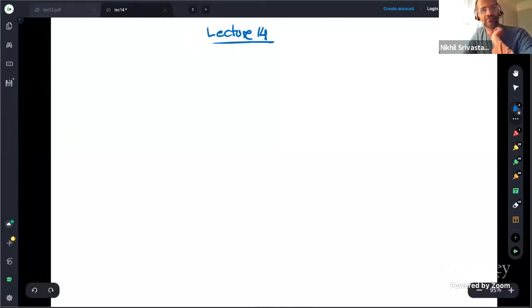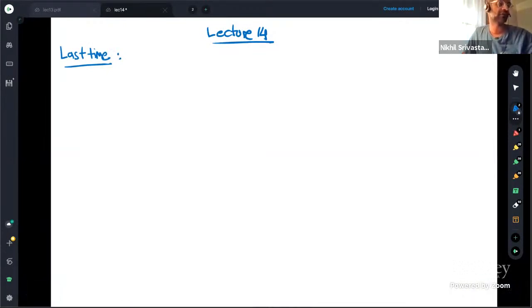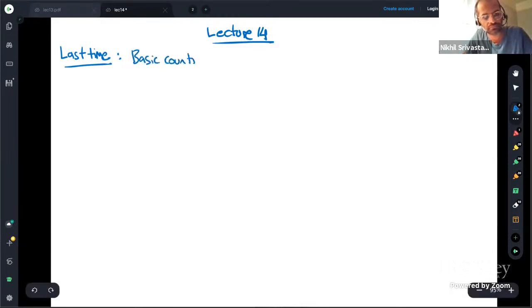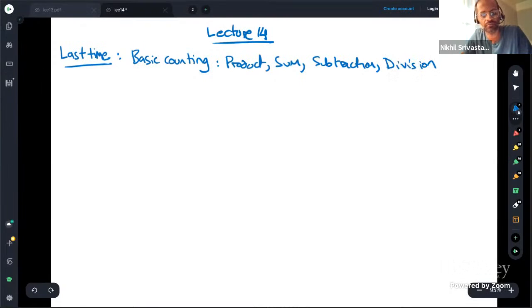So it's lecture 14. So it's another lecture on counting. So let me just briefly recall what we did last time. Last time we did basic counting techniques. And this could be organized into a series of rules, which we called the product rule, the sum rule, the subtraction rule, and the division rule. And then we used these to count various interesting collections of objects.